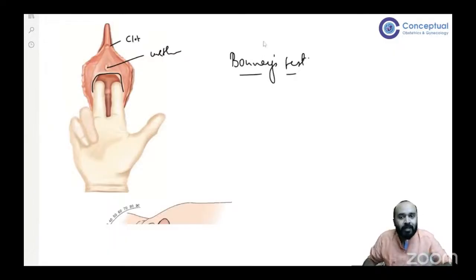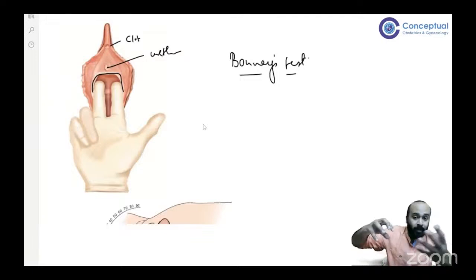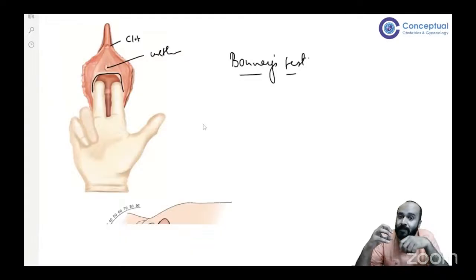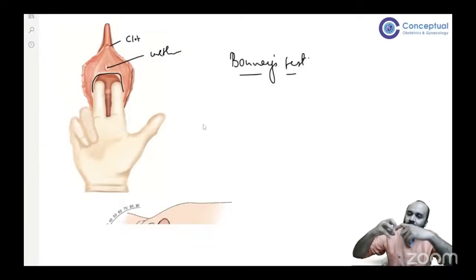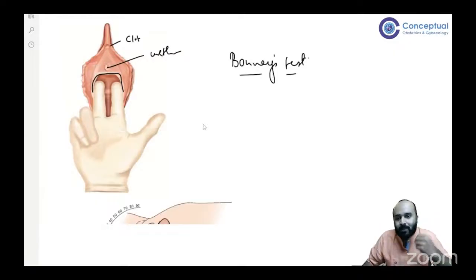If this test is done using two Allis or Kocher's forceps instead of fingers, it is called the Boney's Marshall test. Nothing different, same thing using instruments. So, by the way, how do I know where to press? Remember that the urethra is 4 centimeters in a female. So from the bladder neck to the external urethral meatus, there is a distance of 4 centimeters. So I have to press at a point 4 centimeters from the urethral meatus inside. That is going to be the bladder neck.